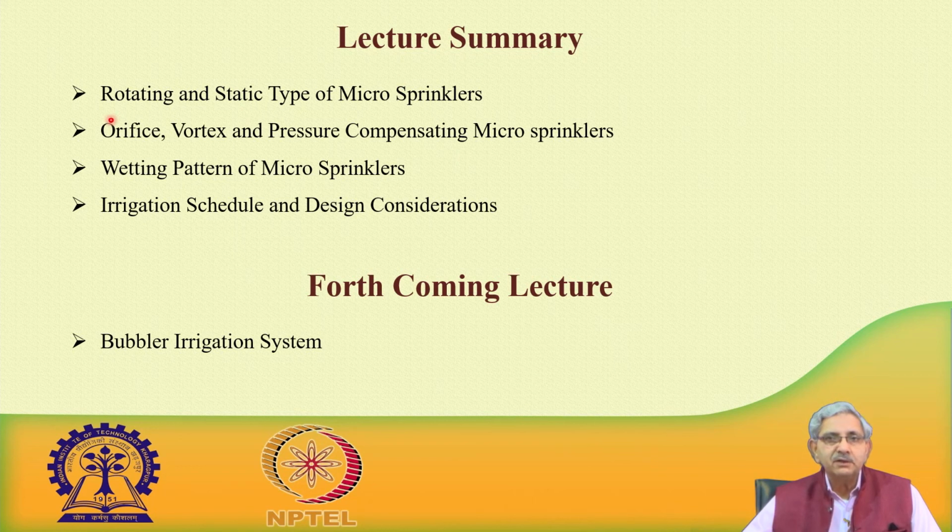Let us summarize this particular lecture. We discussed what a micro sprinkler is, and the rotating as well as static types of micro sprinklers. We also discussed other types, that is orifice, vortex and pressure compensating micro sprinklers, the wetting pattern of micro sprinklers, irrigation schedule and design considerations.